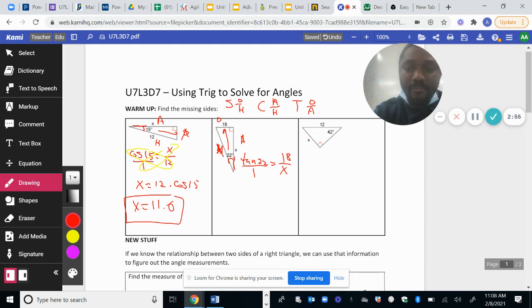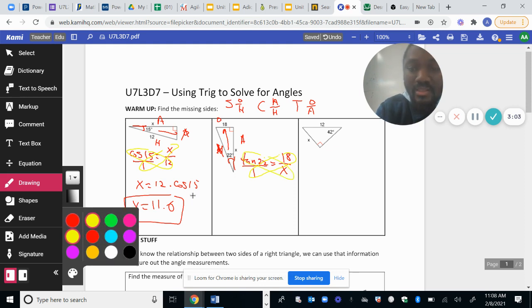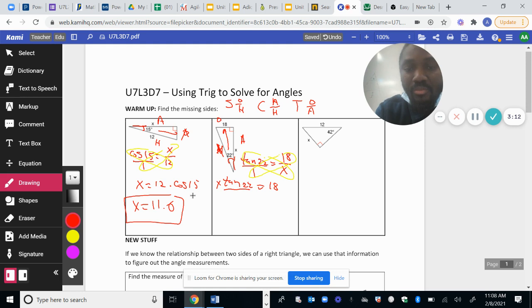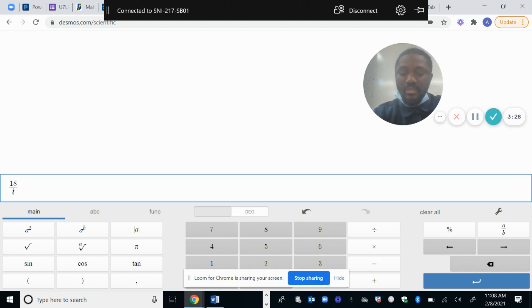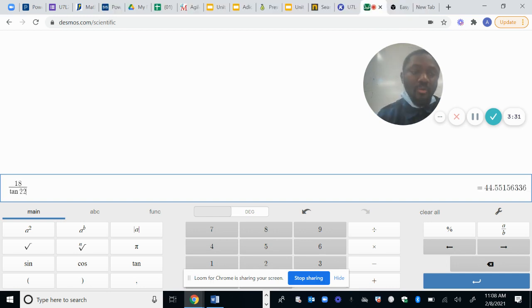I'm going to cross multiply. By cross multiplication, I have 1 times 18 and then 22 times x. Tan 22 times x is x tan 22, and 1 times 18 is 18. So I'm going to divide both sides by tan 22 so as to get rid of tan 22. Then I'm left with x equals 18 over tan 22. Going to the calculator, 18 divided by tan 22 gives me 44.55, so approximately 44.6.